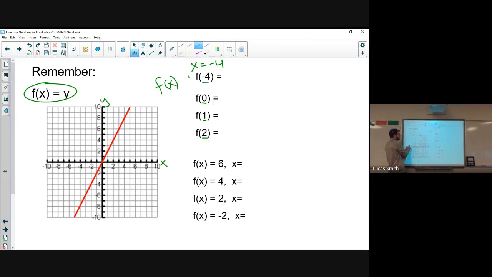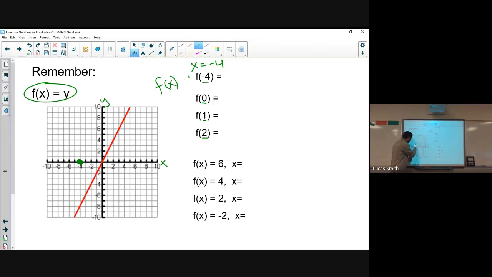So let's go to x equals -4 in our graph. Okay, so I'm looking at the x-axis. Since it's an x value, I'm going to go to -4. That's right there. I don't know if you can see that super well, but there it is, -4.